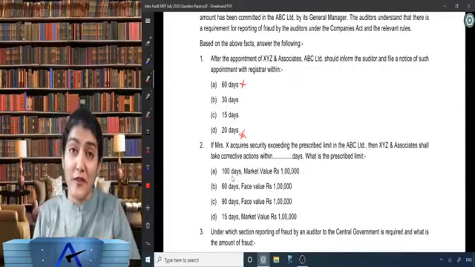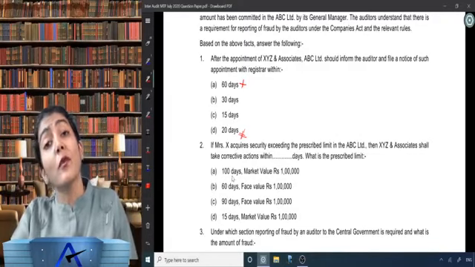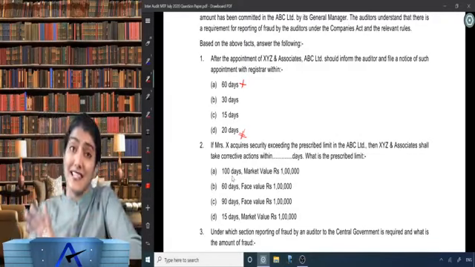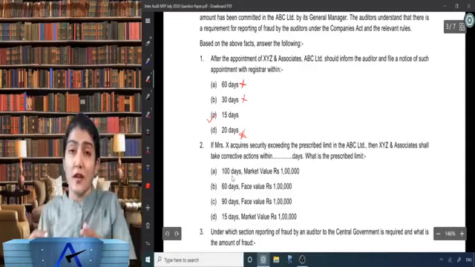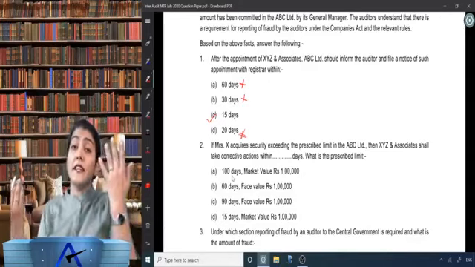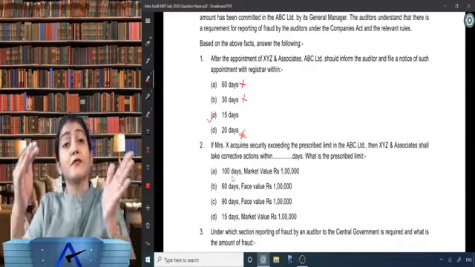Within 30 days from the date of resignation, the auditor has to file Form ADT3 with the company and ROC, and in case of a government company also with the CAG. There it is 30 days. But where the auditor has been appointed by the members, the company has to inform the ROC within 15 days from the date of the appointment of the auditor, in Form ADT1. Right, so the company has to inform ROC within 15 days.